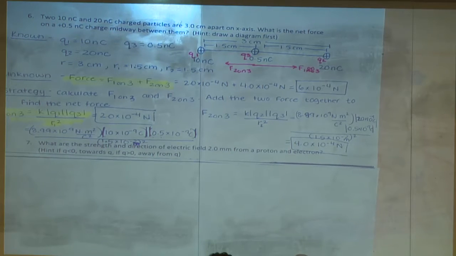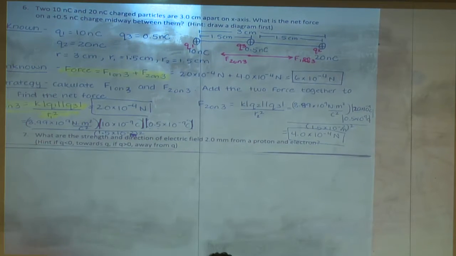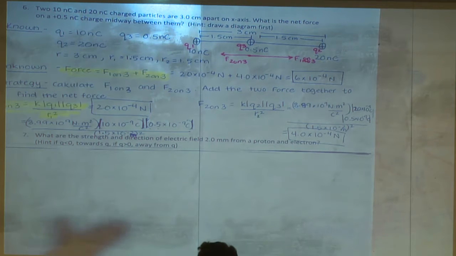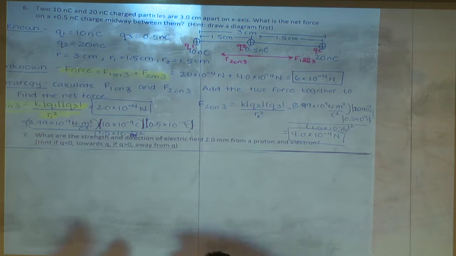So moving on to the next question. It's asking for the electric field. So we're looking for the strength and the direction of the electric field that is 2 millimeters away. So the distance between the electric field and the proton and electron is 2 millimeters. So we're going to consider the electric field of a proton separately and then the electric field of an electron separately. So they're two different individual problems.